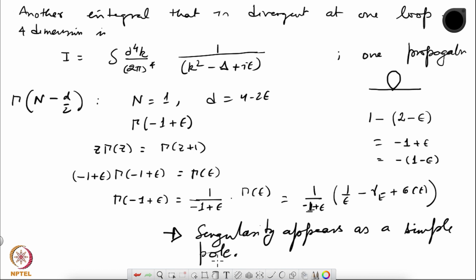And this is because we are working in 4 dimensions and at one loop. If you were to go to higher loops, then this will change; these will not be simple poles. And as I said, if capital N is greater than 2, with more denominators, then the integral is convergent. So I have then exhausted all the divergent integrals that are going to appear at one loop in 4 dimensions.